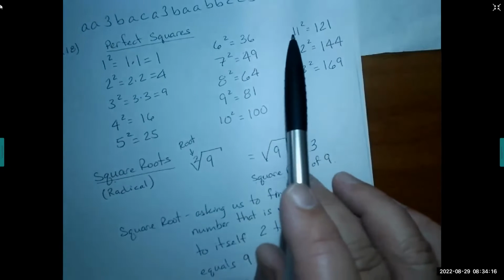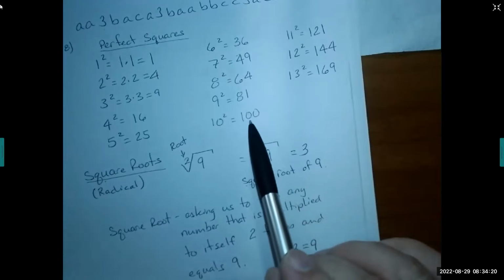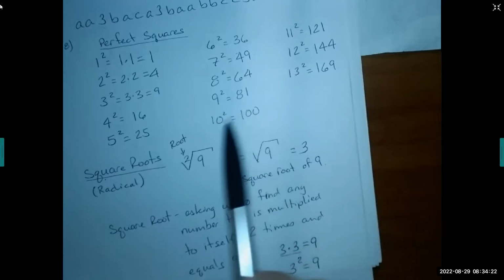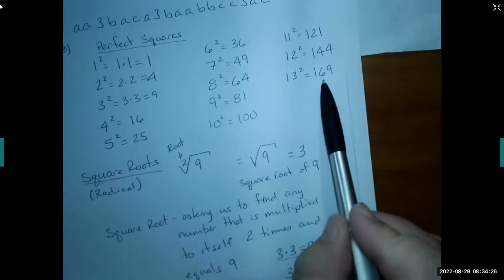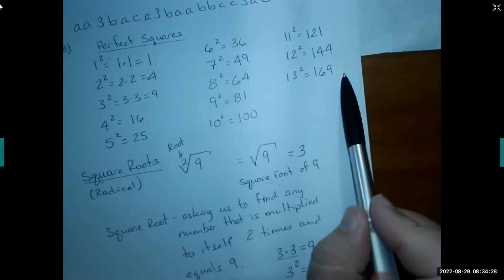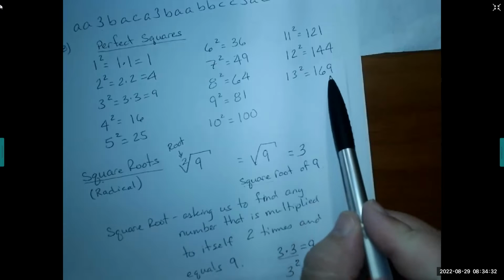So that's how each of these numbers here in this perfect square chart works. If I take the square root of 100, it would equal what? 10. If I take the square root of 169, what would the answer be? 13. Not 13 squared, but 13.